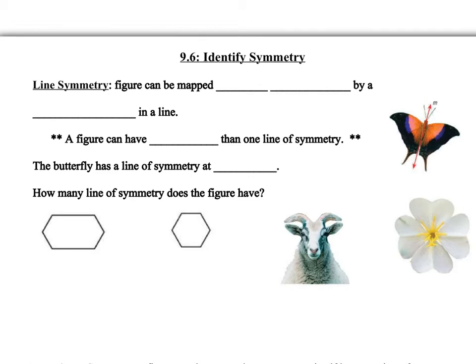In this video, we're going to talk about two main things, and that's line symmetry and rotational symmetry. So line symmetry is when a figure can be mapped onto itself by a reflection in a line. And a figure can have more than one line of symmetry. So if you look at the butterfly over here on the right, the line of symmetry is at line M.